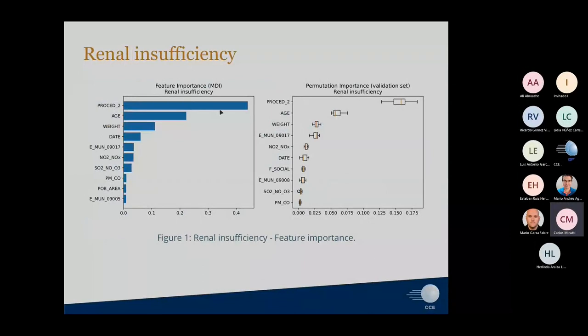Here is an example of this variable importance for the training data set and the validation data set. For example, you can see the age is very important, and the weight here for renal insufficiency. We also included other variables in order to take into account many causes. For example, immune is the municipality within Mexico City. And proceed is whether this patient proceeded from the ER. So if this patient proceeded from the ER, it has the largest severity for hospitalization. So you can see here in these variables, the nitrogen oxides are very important for renal insufficiency.